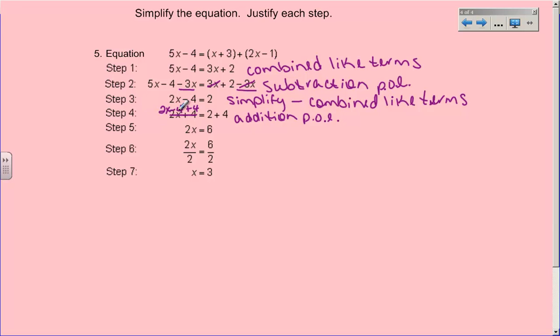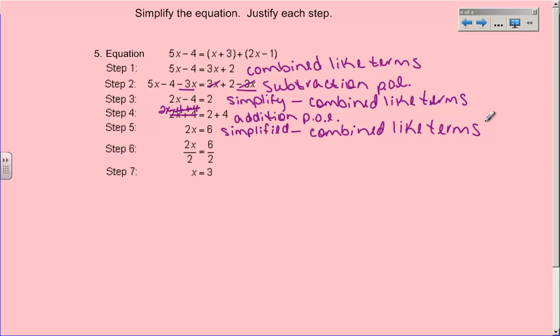And so then to get to step 5, these canceled, leaving 2x. 2 plus 4 is 6. So again, they simplified. Or combined like terms. I don't care which one you choose, but they're the same thing, and so you can use either verbiage.